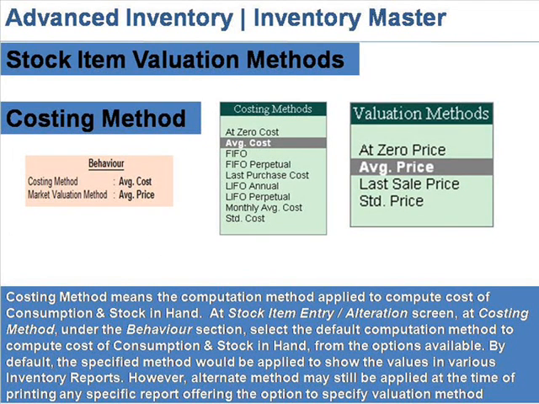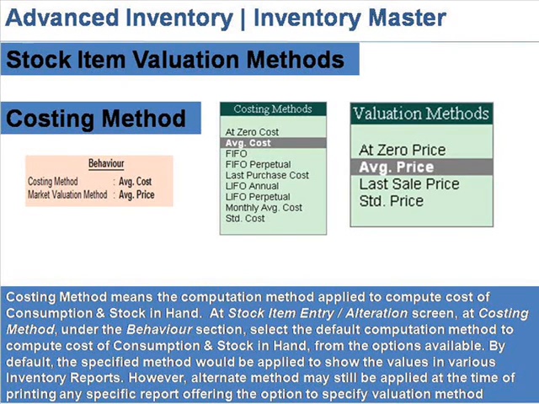Costing method. Costing method means the computation method applied to compute cost of consumption and stock in hand. At stock item entry alteration screen, at costing method under valuation section, select the default computation method to compute cost of consumption and stock in hand from the options available. By default, the specified method would be applied to show the value in various inventory reports.